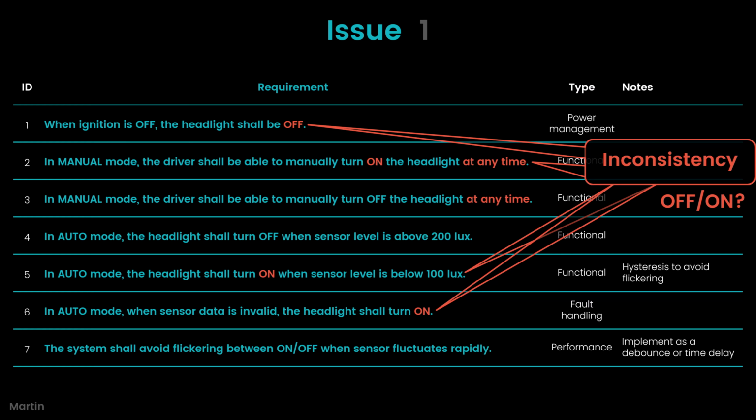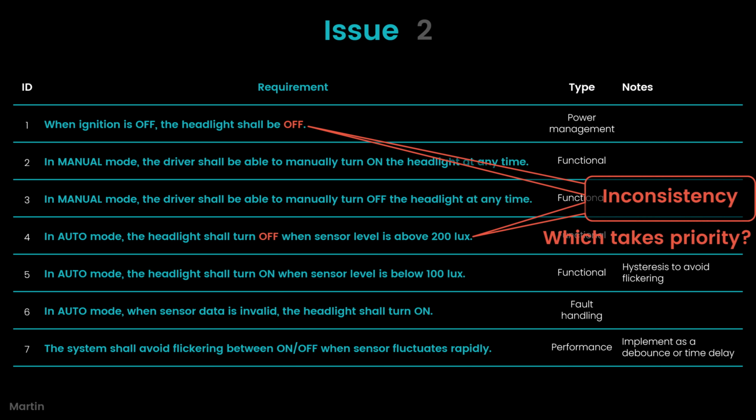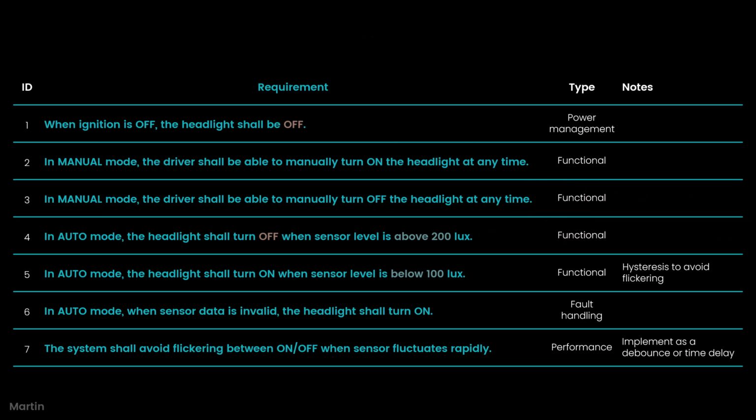The first is inconsistency. Some of the highlighted requirements contradict each other, leading to conflicting interpretations of the intended behavior. The second issue is a different kind of inconsistency. The requirements fail to specify which requirement takes precedence when multiple conflicting rules apply. Without explicit priority or arbitration rules, for example, whether manual driver input overrides automatic control, or how to resolve sensor faults versus ignition state, teams will make different implementation choices, increasing the risk of inconsistent behavior across components.